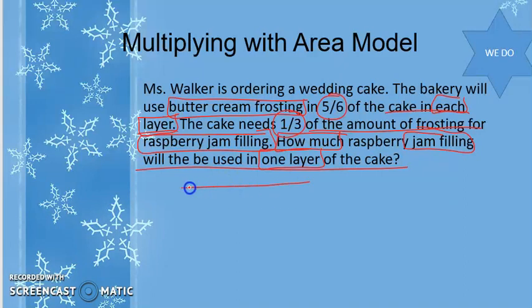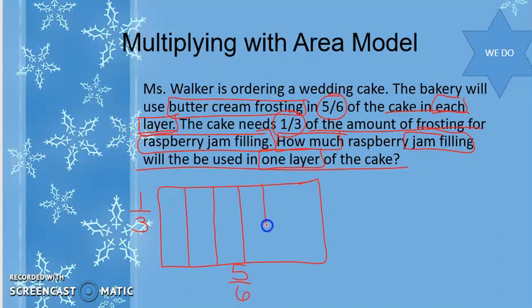So let's go ahead and set up our area model. We're going to use our rectangle, and we're going to have 1/3 of the 5/6. So we're going to break our rectangle apart into 6 pieces. And we're going to shade 5 parts.